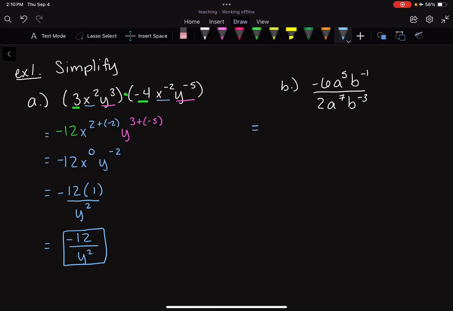Next up, I'm going to reduce the negative 6 over 2 first because I'm taking like terms. So that would be negative 3. The a's can reduce, and we can decide if we want to do 5 minus 7 or 7 minus 5. My personal preference would probably be doing 7 minus 5. You've got to be careful there because that does put it in the denominator. Since you're doing the 7 first, and since that's in the denominator, your answer's in the denominator.